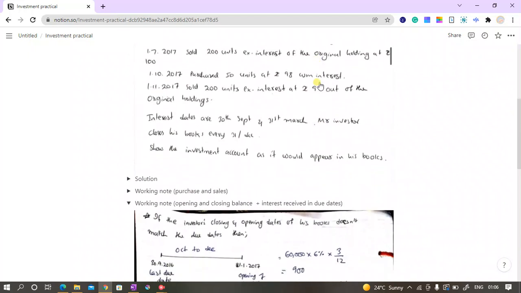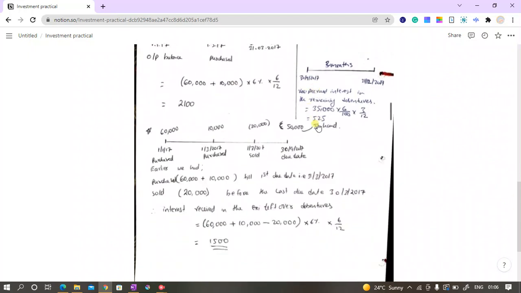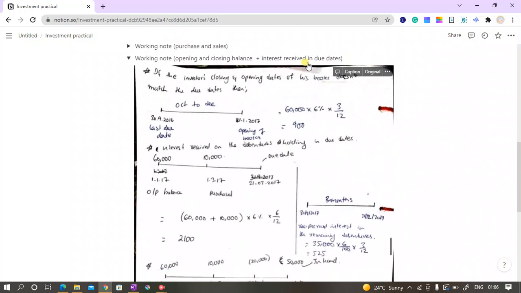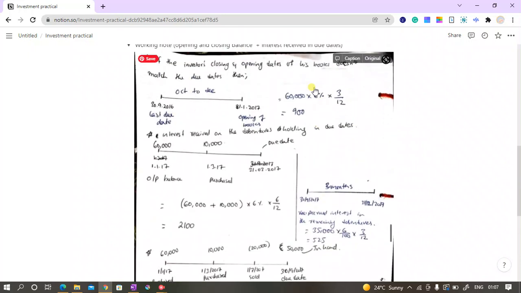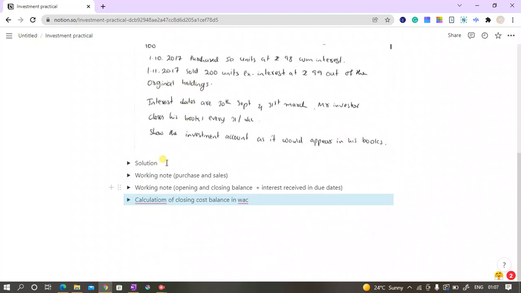So the closing balance will be 35000 shares. How is it possible? We'll do this later, we will know it in the calculation. For the information, we want to have 35000 shares by the end of the year and we will deduct this interest and number of months, which is basically last due date 30th September to 31st December 2007, that's basically 3 months. So 3 by 12, we will have 525 accrued interest.